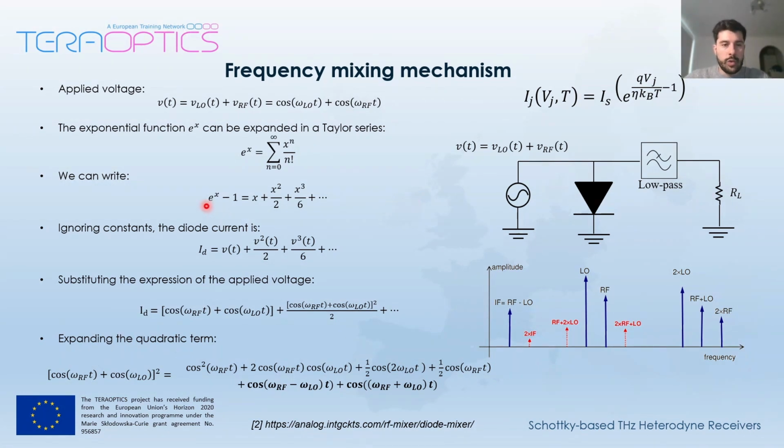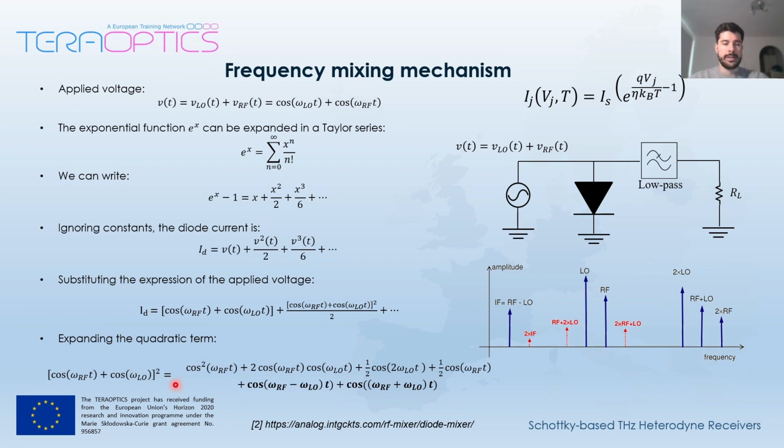We can write e to the x minus 1 as x plus x squared over 2 plus x cubed over 6 and so on. That's basically the function we have in the current here for the voltage with some constants. But if we ignore the constants, we can write the diode current as the voltage plus the voltage squared over 2 plus the voltage cubed over 6 and so on. Now we substitute the expression of the applied voltage and we focus on the quadratic term.